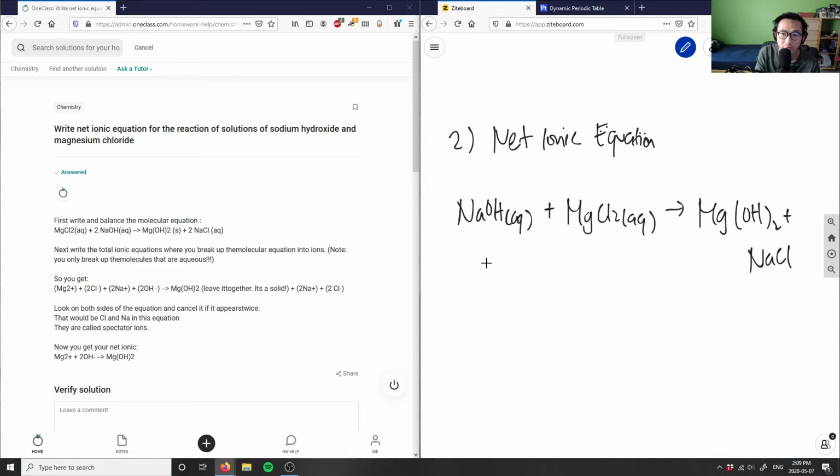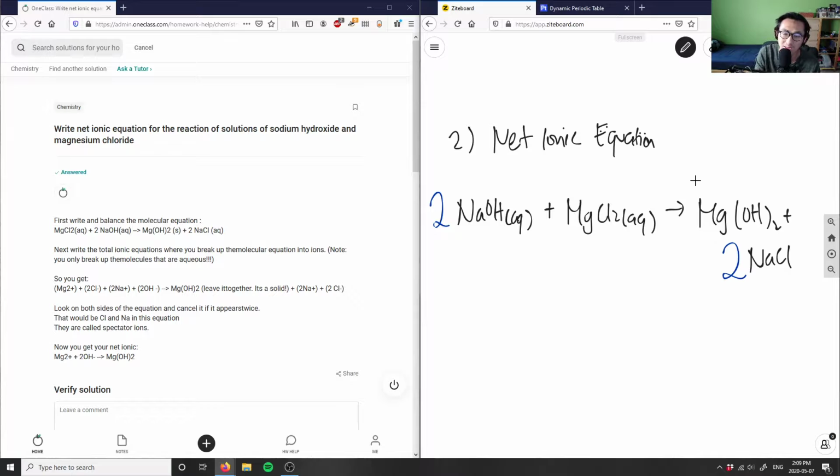So let's see, I have to balance this equation first, obviously. Let me balance this first. So I have 1 sodium here, 1 sodium here. That's good. I have 1 hydroxide here, I have 2 hydroxides here. So I'm going to have to put a 2 here. So this would be now 2, and this is now balanced, right? So I have two sodiums, 2 hydroxides here, 1 magnesium, and 2 chlorines here.